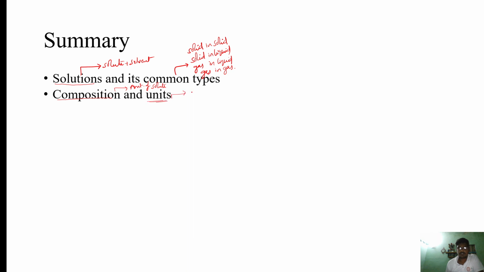Some of the units that we have studied are mass by mass, volume by volume, molarity, and a simple unit, grams per liter, and then molality, normality, and another important one, mole fraction. These are some of the units that we have studied, and they are very important whenever you are doing problems. So units you must take care of.